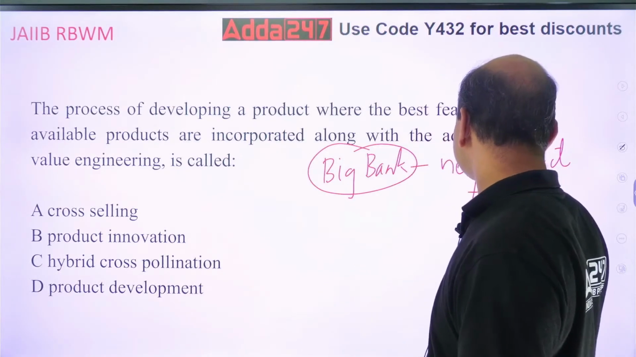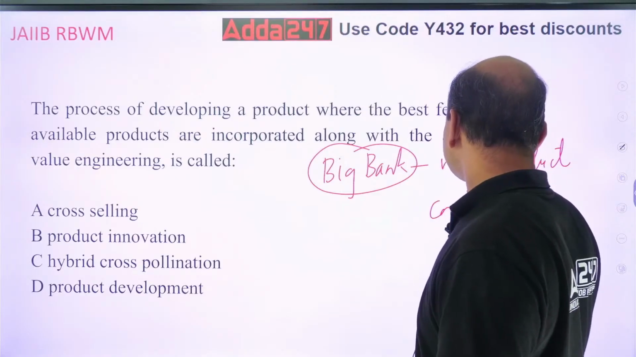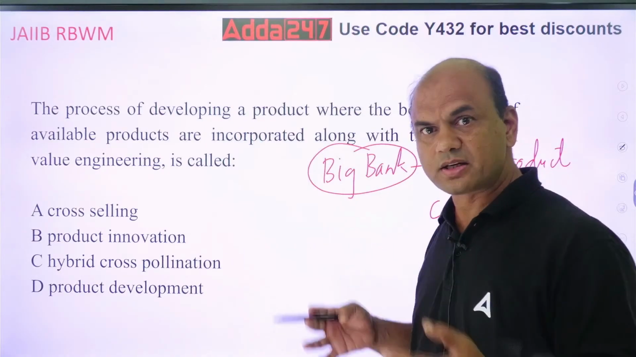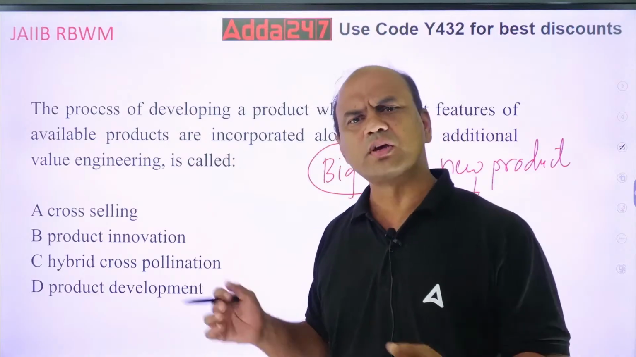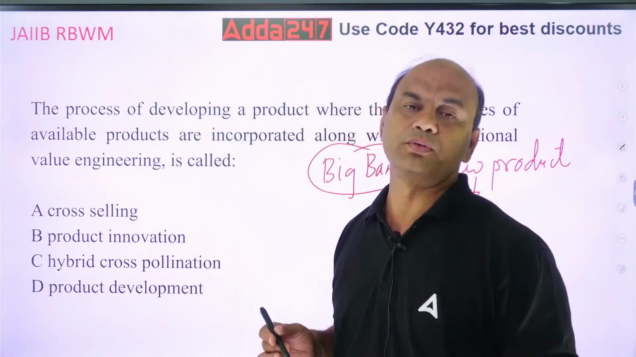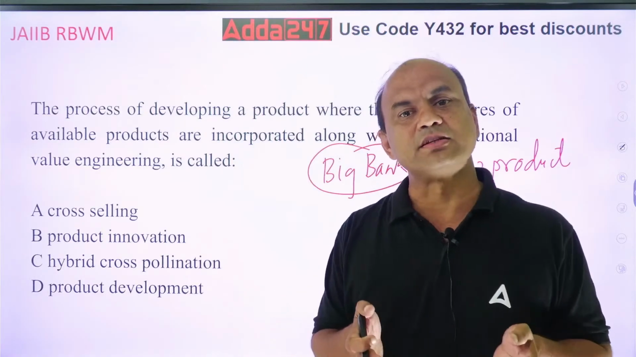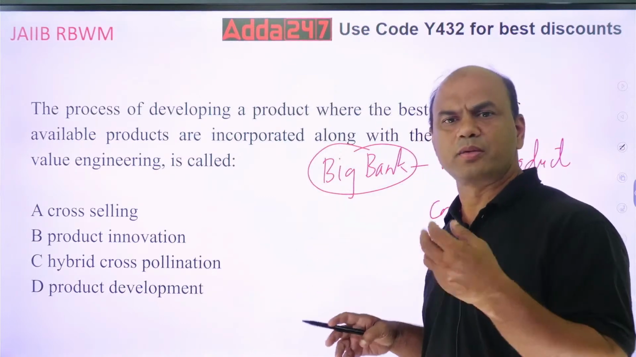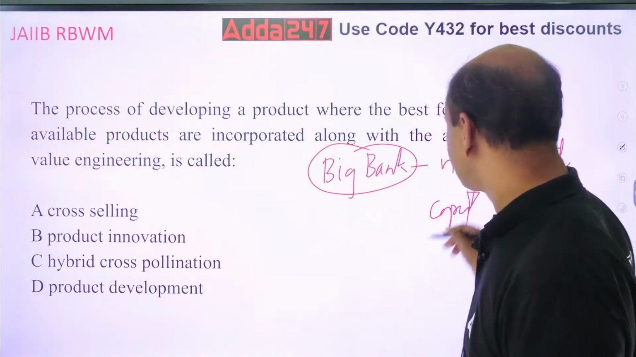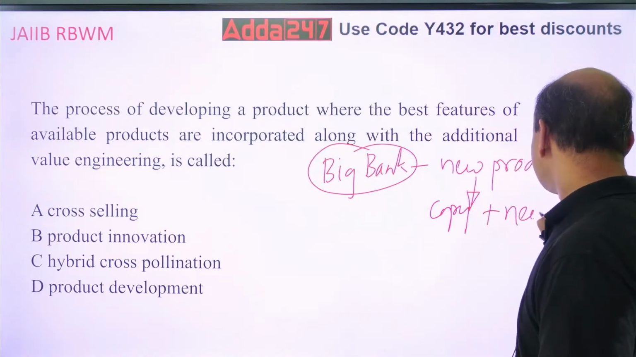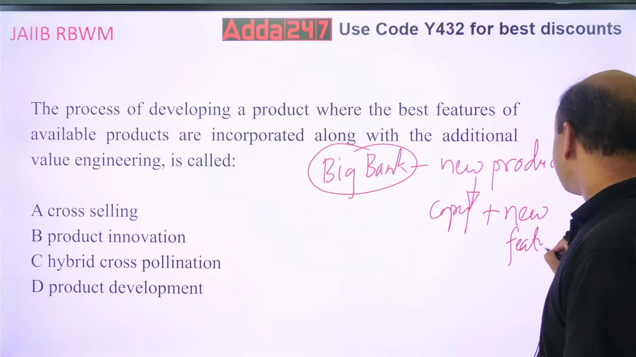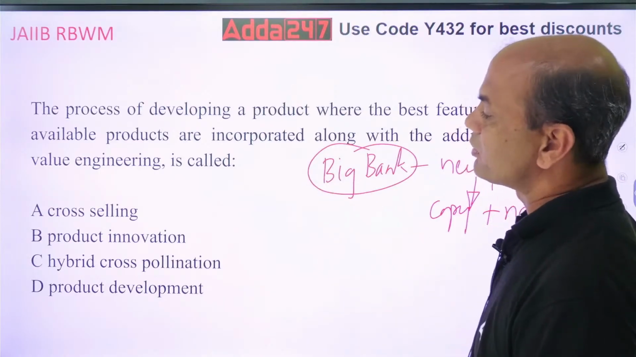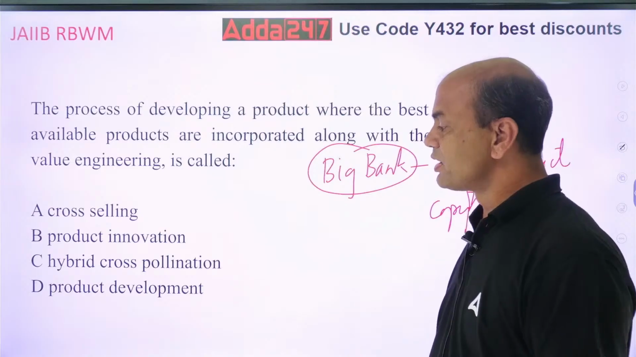I'll copy the features of this. Copy means not exactly copy. I'll know what features are given, so I'll also design the same product. But I need my customization, as my customers will require something different. So some features will be removed and some features will be added. So existing product plus new features. This model is known as cross-selling or product innovation or hybrid cross-pollination or product development.